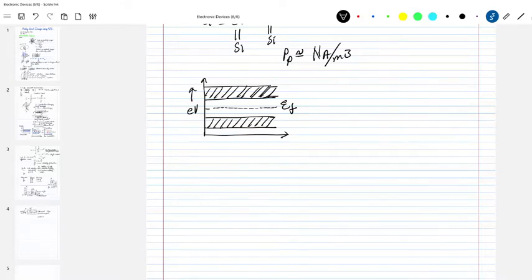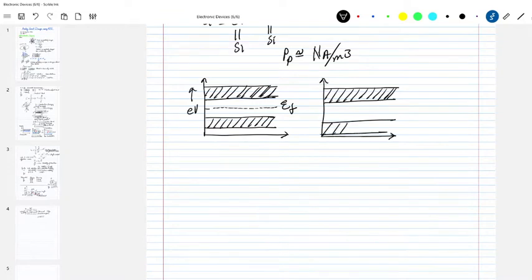Now in case of, let's say, p-type, what's going to happen? In p-type you have a lesser number of electrons, so the average energy has gone down, so basically the Fermi level would have moved down like this. So let's say this is the Fermi level here. Now this is in case of a p-type material, and this is in case of an intrinsic.